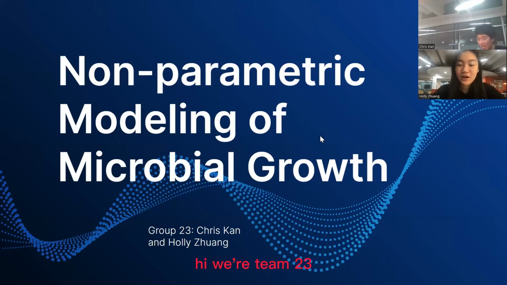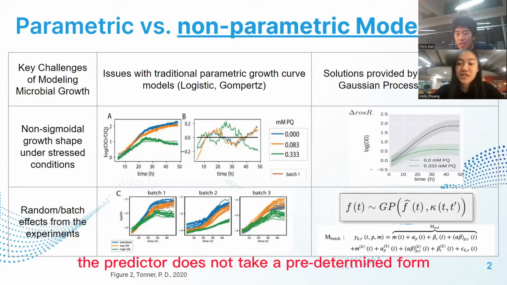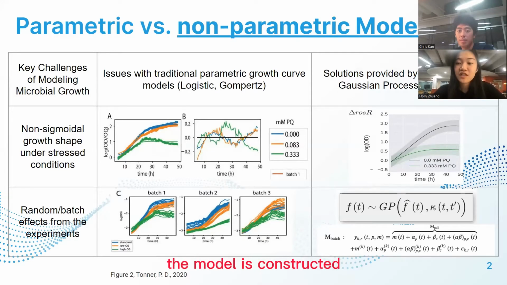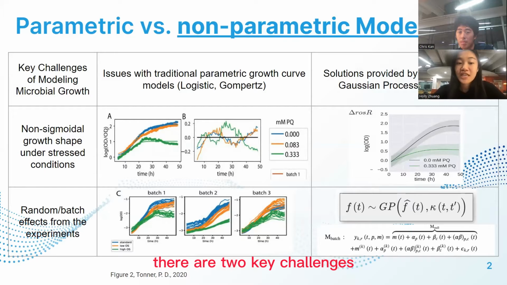Hi, we're Team 23. Our project is about non-parametric modeling of microbial growth. So what is a non-parametric model? Basically, the predictor does not take a predetermined form. The model is constructed based on information derived from data. This is critical for our project because for the data that we are working with, there are two key challenges.